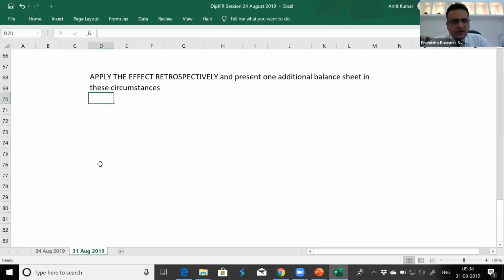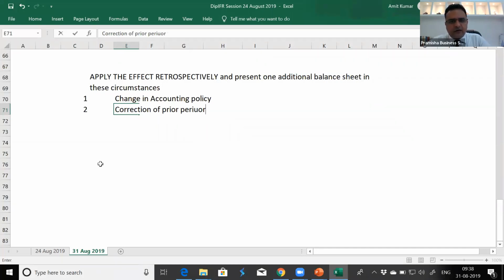And the circumstances are: one, change in accounting policy. Whenever there is correction of error, correction of prior period error. Whenever we are adopting first time adoption of IFRS. In these three situations, we need to apply the effect retrospectively and present one additional balance sheet in these circumstances. And as far as it is practicable to do so.